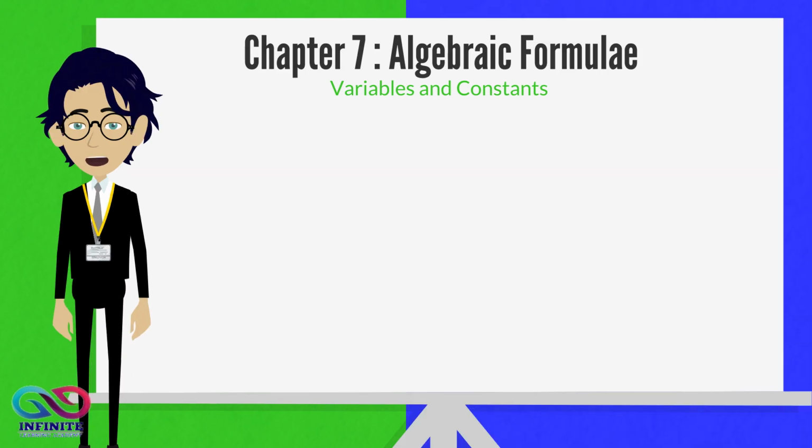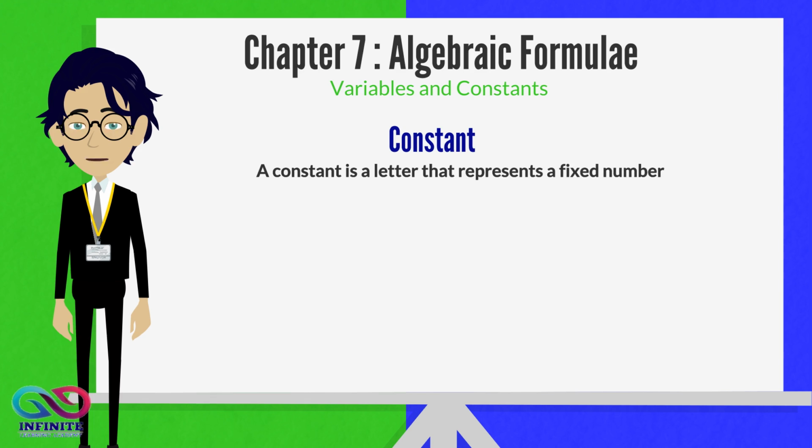Now, we are going to look at the definition of constants. A constant is a letter that represents a fixed number. The most used constants are a, b, and c.